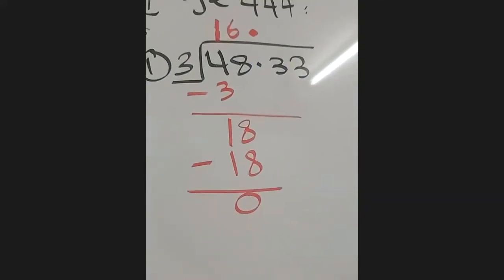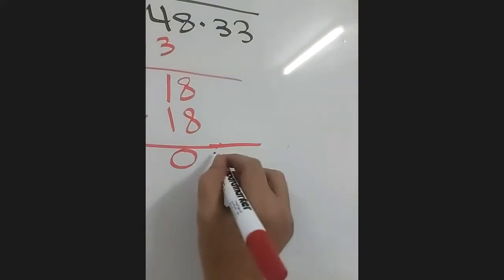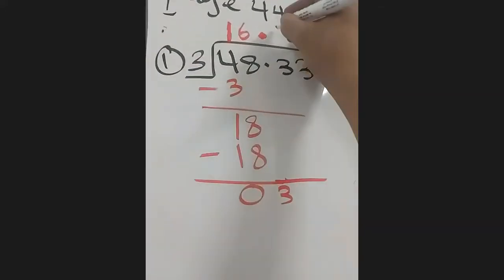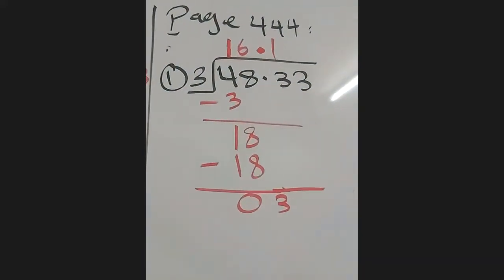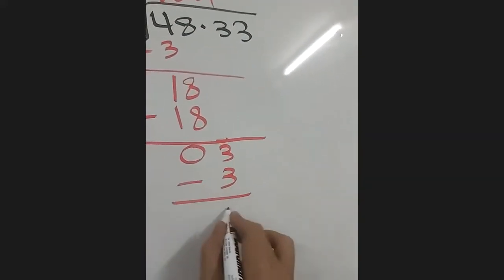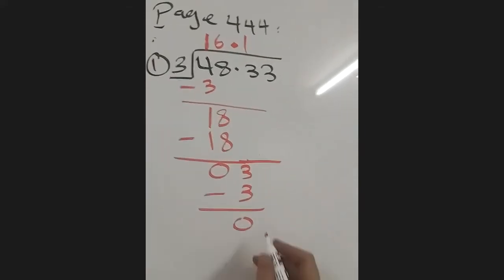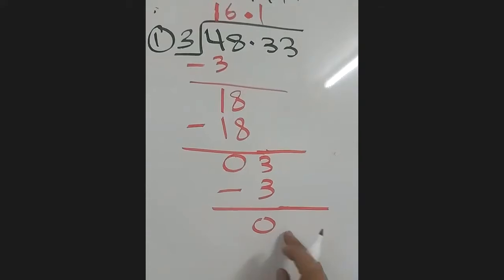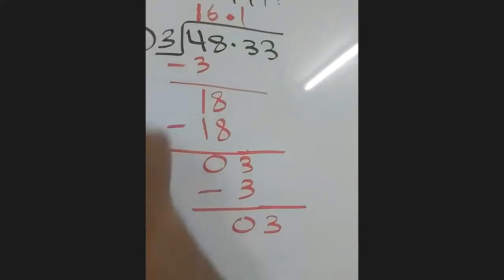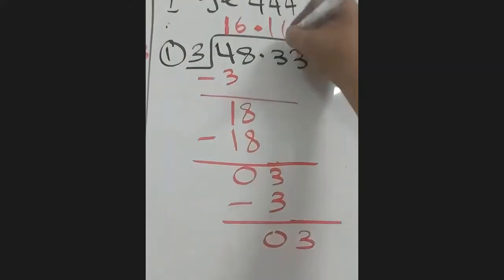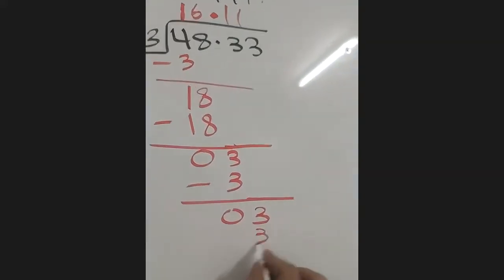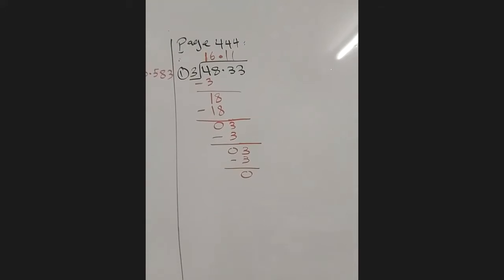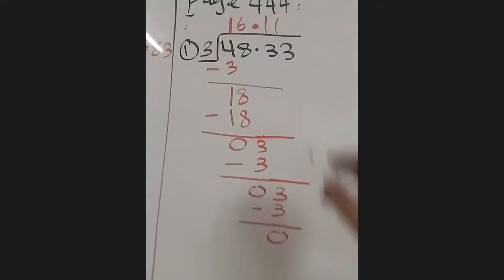Now then 3 down. Now 3 divided by 3, how much? 1. Excellent. 1 multiply 3, 3. Subtract. 0. Then the last 3 down, right? Now 3 divided by 3, how much? Another 1. 1 multiply 3, 3. Subtract. 0. So we are done, right? So the answer is 16.11.